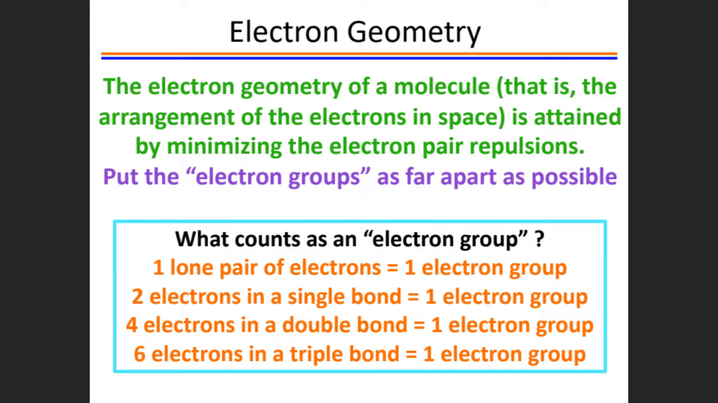So the electron geometry of a molecule, that is the arrangement of electrons in space, is attained by minimizing the electron pair repulsion. So put the electron groups as far apart as possible. Okay, let's go back to the structure.